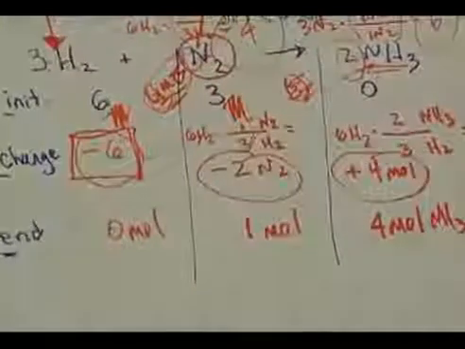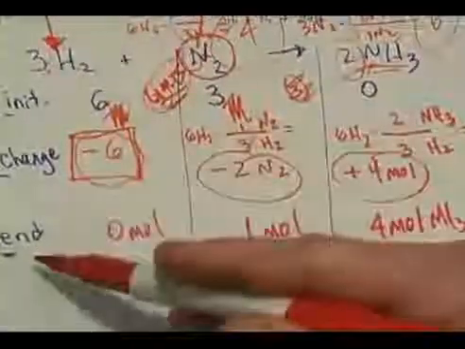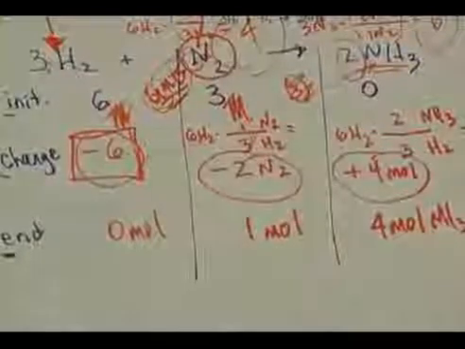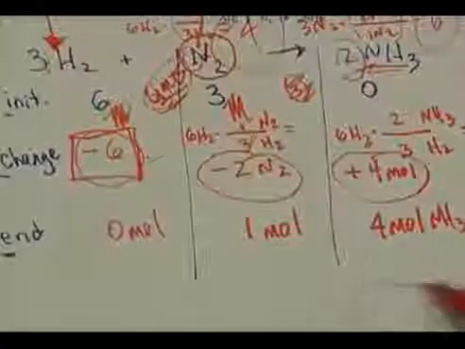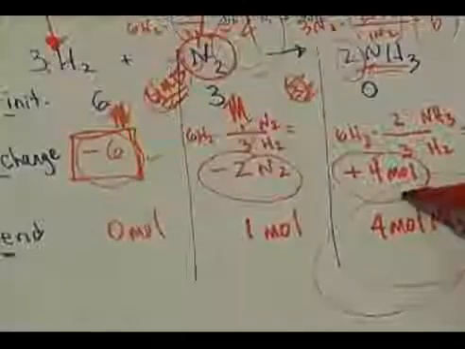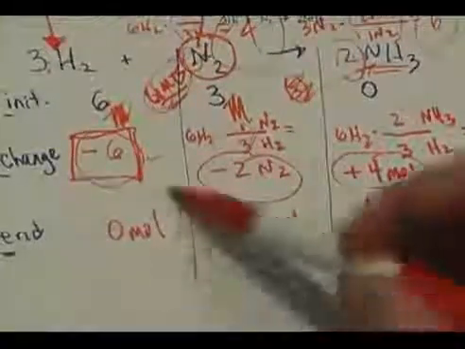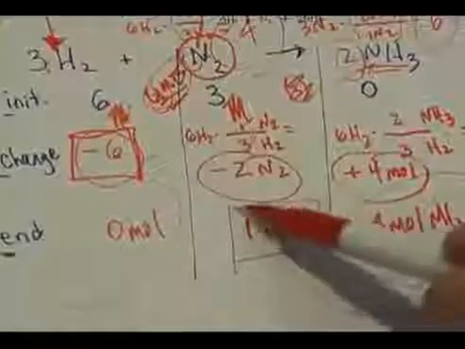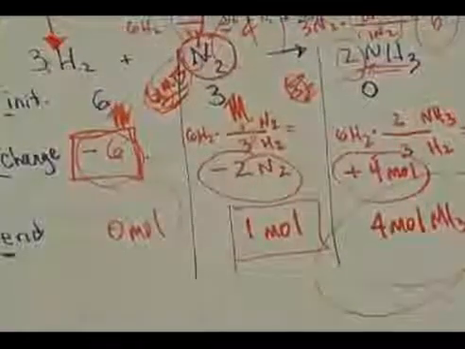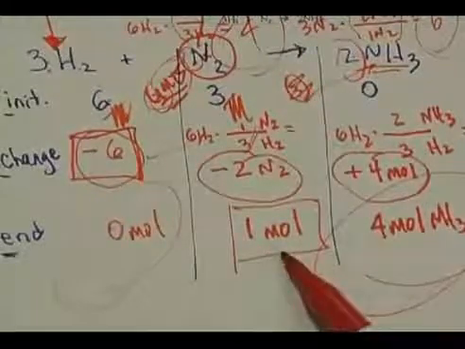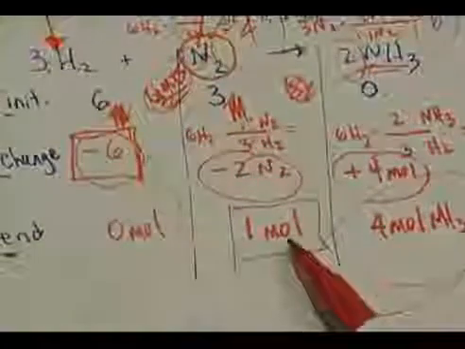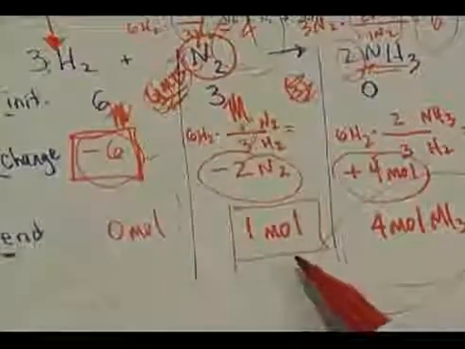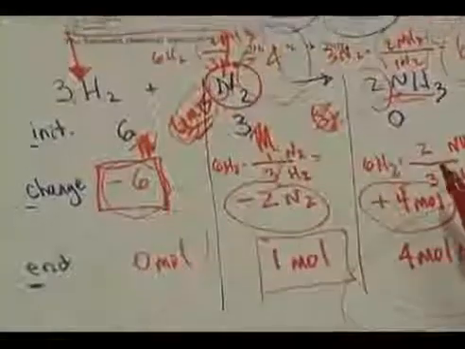So doing it with an ice table like this, an initial, change, and end table, allows me to calculate not only how much of the product will be produced, it tells me which one's my limiting reagent will be used up, and it also tells me how much of the excess reagent or reagents will be left over. There'll be 1 mole of this sitting in the beaker not used up at all. Let's go on and let's do a second example problem.